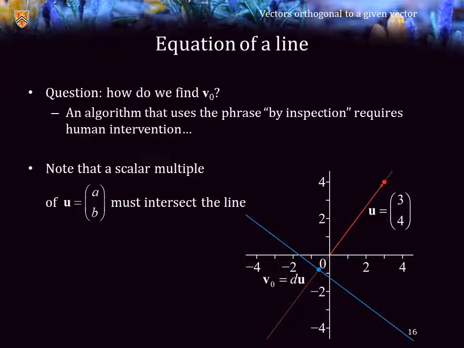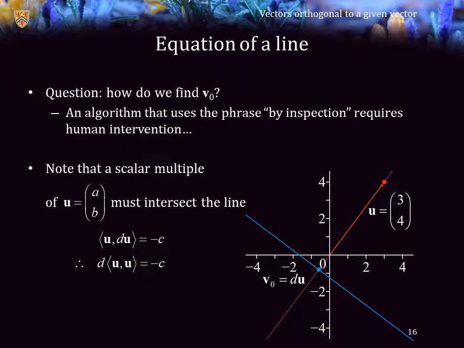Well, notice that the vector u must have a scalar multiple that intersects with the line, as seen in the image below. So the question is, what scalar multiple of u gives us the blue point? If we do find that scalar multiple d times u, then the inner product of u and d times u must equal the value negative c.